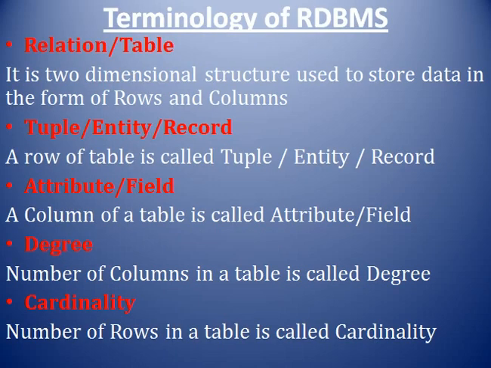In RDBMS or DBMS, a table, which is a two-dimensional structure used to store data in rows and columns, is called a relation. A row in a table is called a tuple or record. A column in a table is called an attribute or field. The number of columns signifies degree and the number of rows signifies cardinality. This is clearly shown on the next screen in the table student.